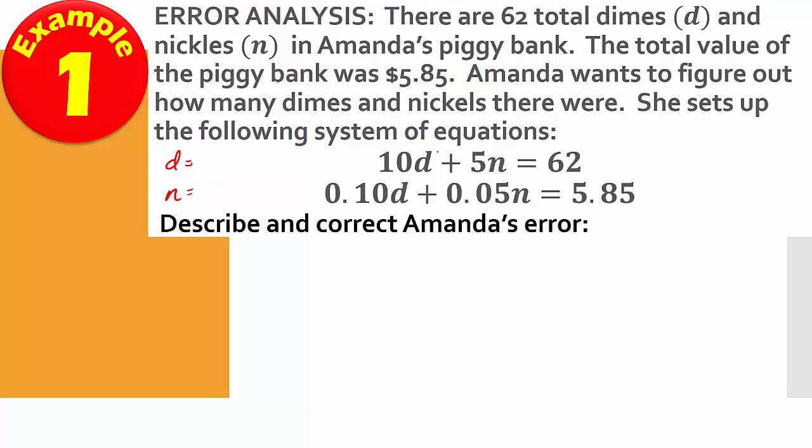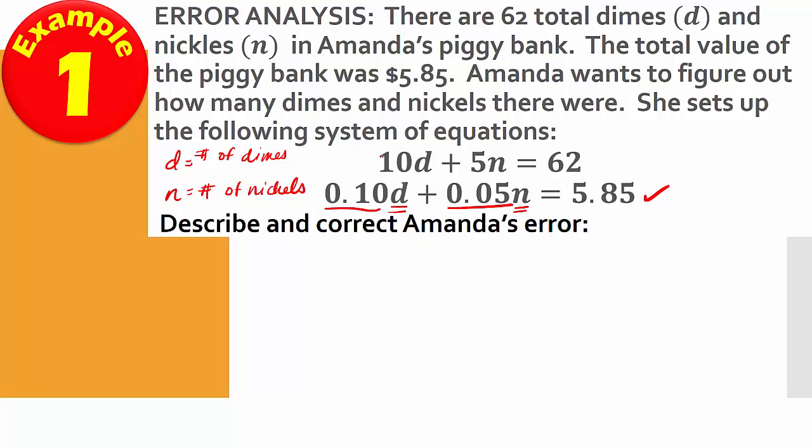In this one, I'm not quite sure what she'd be doing with the 10 and the 5 in front, so I'm going to go ahead and skip to the next one and see if maybe in that one I can figure it out. And in this one, I have 0.10D plus 0.05N equals 5.85. Now I know that a dime is worth 10 cents, and D would probably be the number of dimes. And then I look at this one, and same thing. 5 cents is the value of a nickel, and N could be the number of nickels. And that would give me 5.85, and that would make sense in this one.